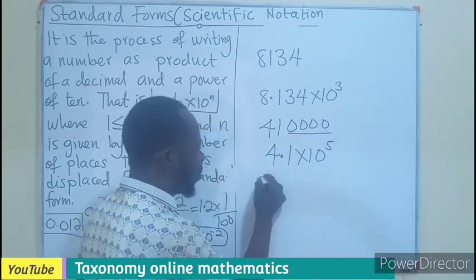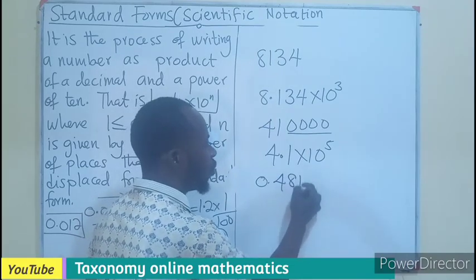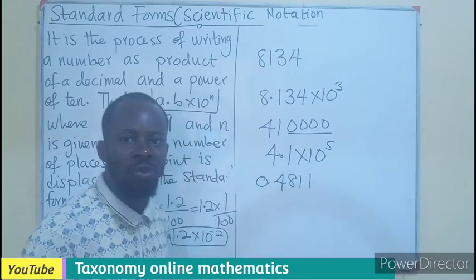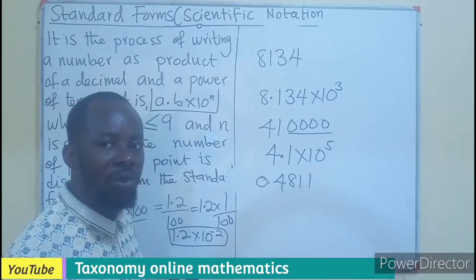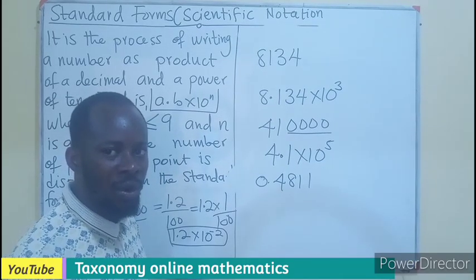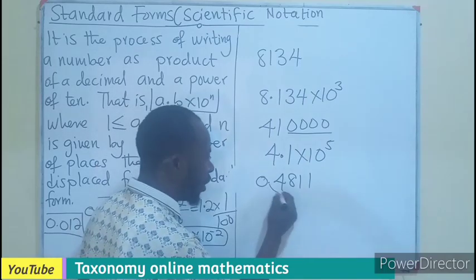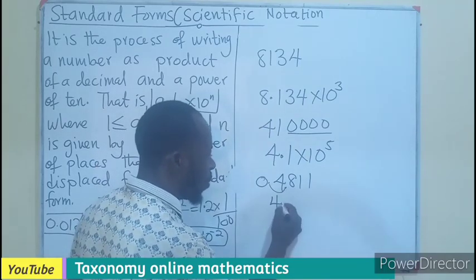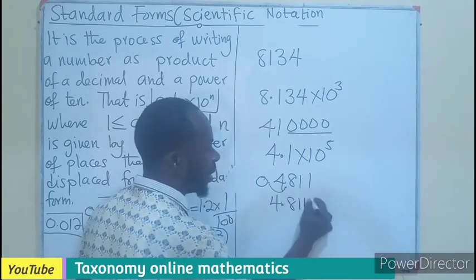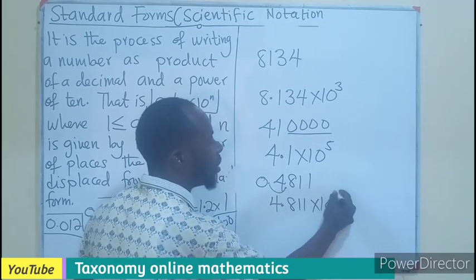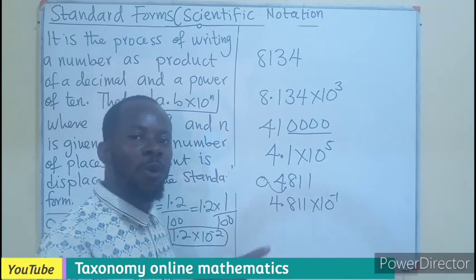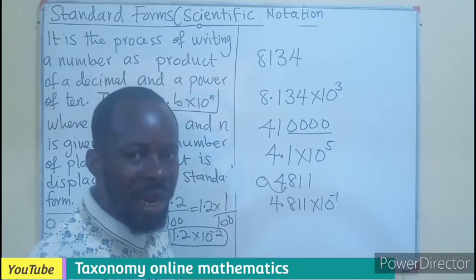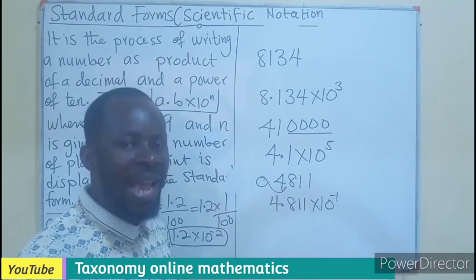But if I have 0.4811 and I'm asked to write this also in a standard form, it also means that the point is going to move how many times? To the right, 1 time. So we have only this. It means 4.811 times 10 exponent negative 1.